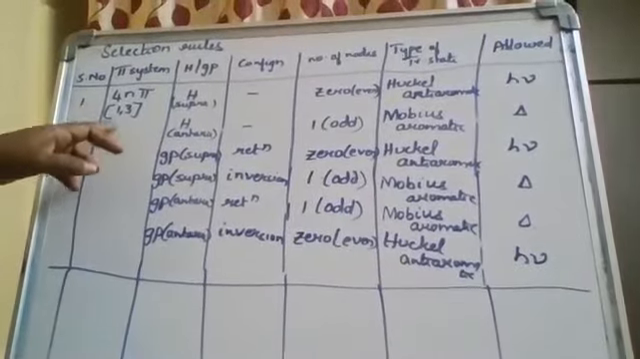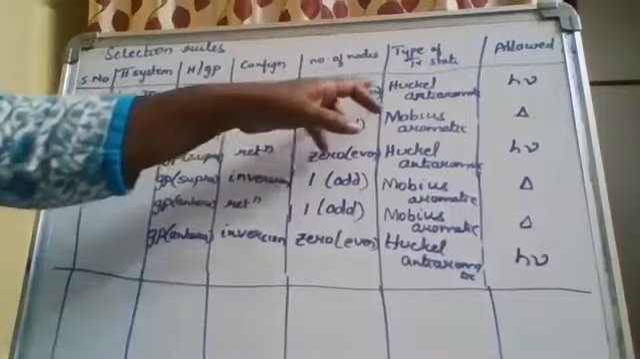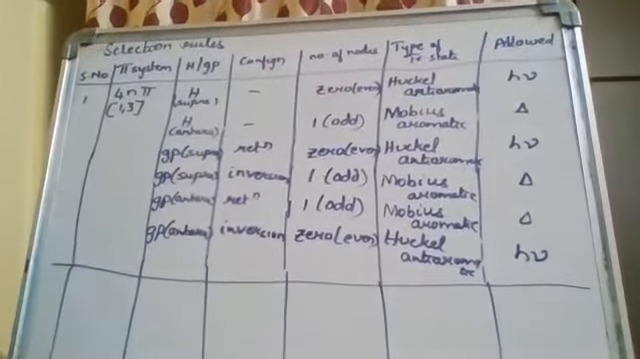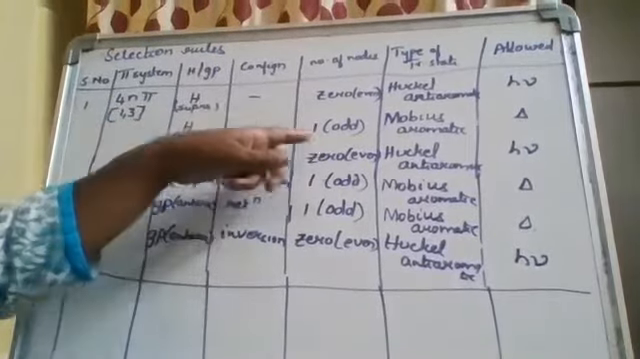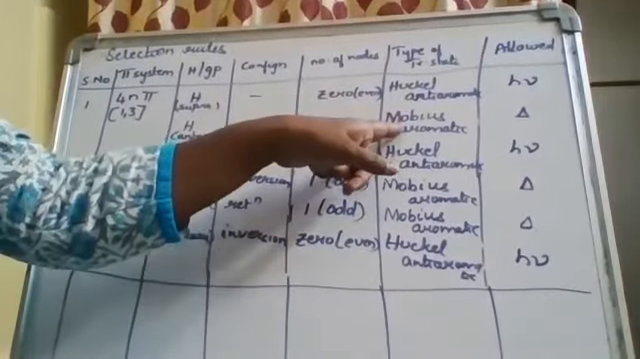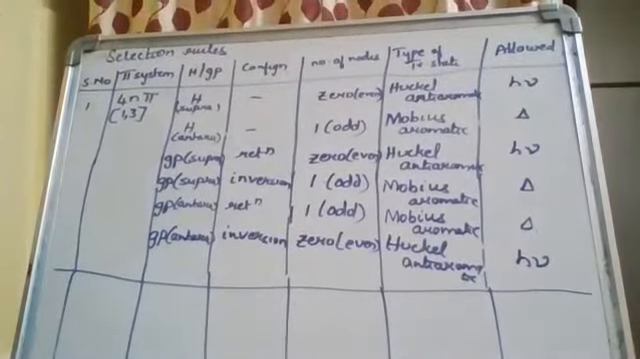4n pi system, hydrogen suprafacial migration, 0 nodes, Huckel anti-aromatic transition state, hence allowed photochemically. Hydrogen antarafacial migration involves one node, that is odd number of nodes. It is a Mobius aromatic transition state, hence thermally allowed.